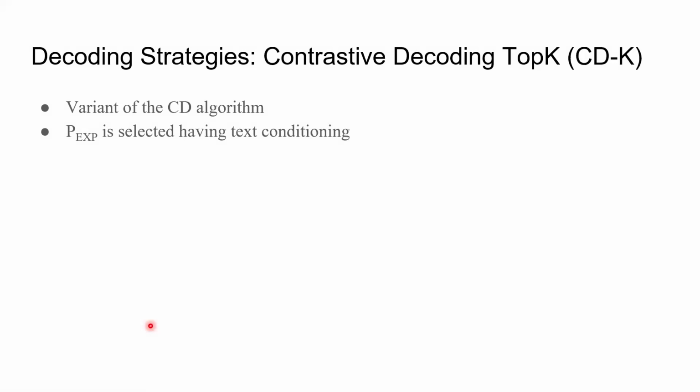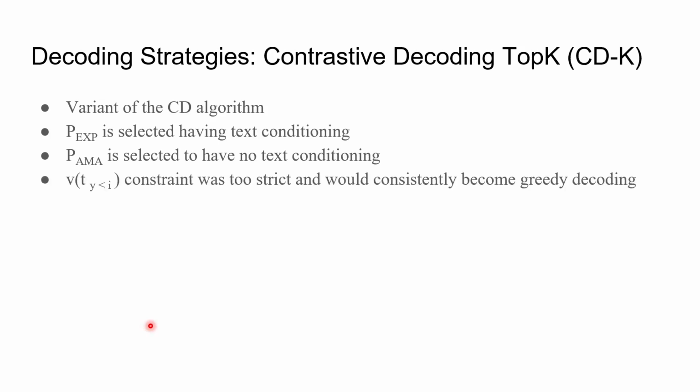While contrastive decoding was a good solution for the generator, some alterations were needed to fit the Chameleon architecture. First, the expert model is conditioned on the previous tokens, and the amateur model is conditioned on the mask token, like in classifier-free guidance. Additionally, the adaptive plausibility constraint needed to be relaxed. Experiments showed that the strict nature of the constraint would consistently become greedy decoding. These alterations led to the decoding strategy used for the Chameleon generator.